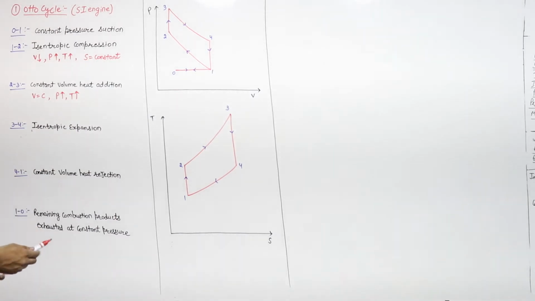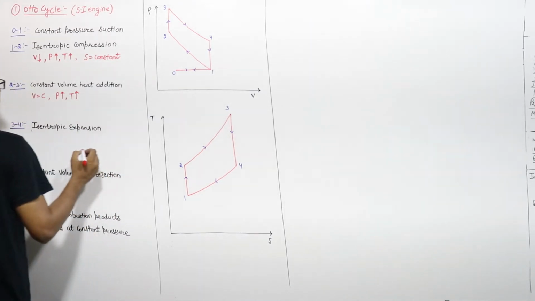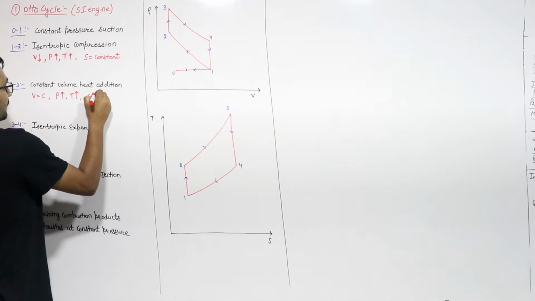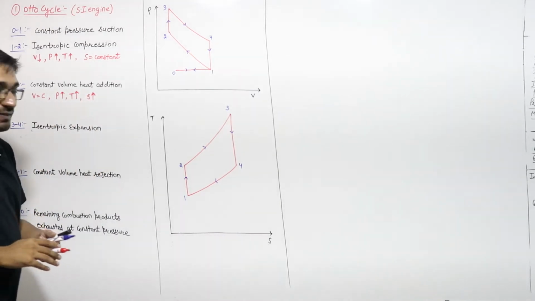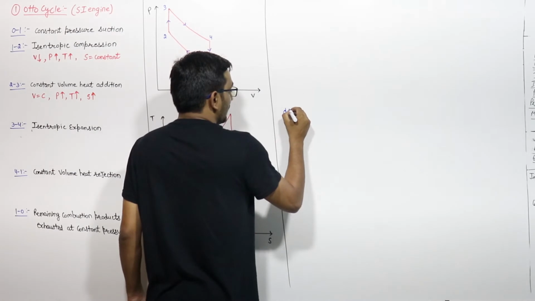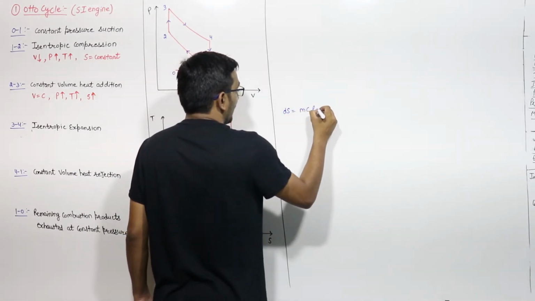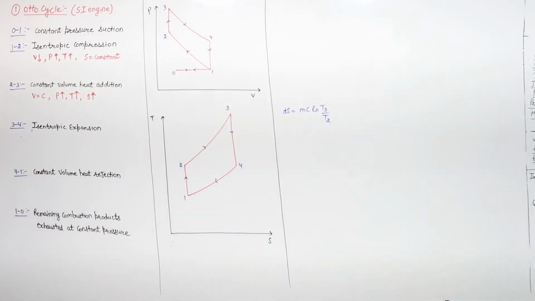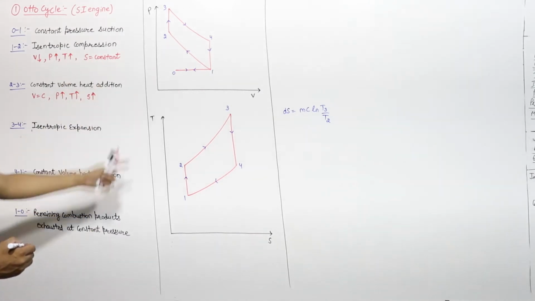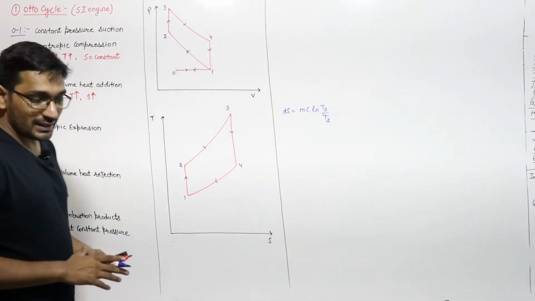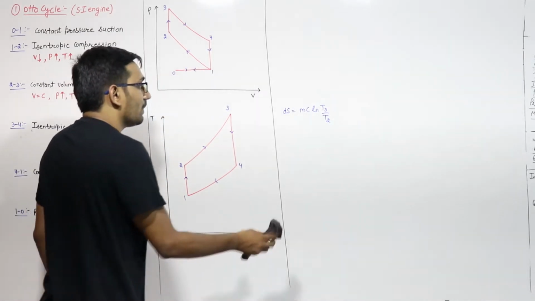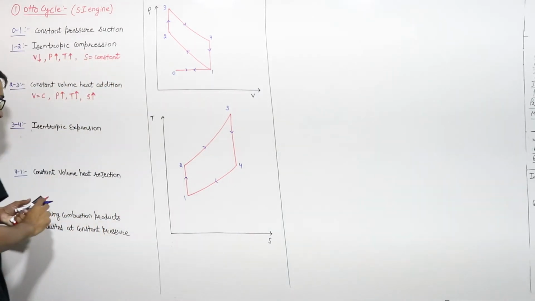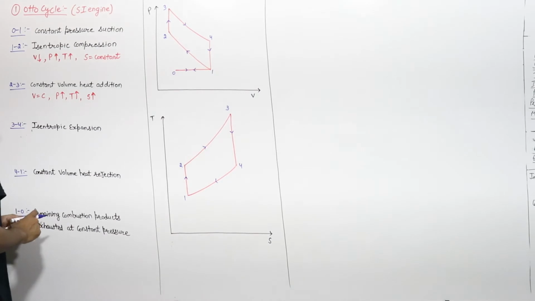In the process 2 to 3, your entropy will increase, right? Why? Because the temperature increases, and you know that the increase in entropy in this case will be m c_v ln T3 by T2, right? So if T3 is more than T2, we can say that the change of entropy is positive, so the entropy will increase. So this is the second process, that is constant volume heat addition. Heat is added at constant volume.